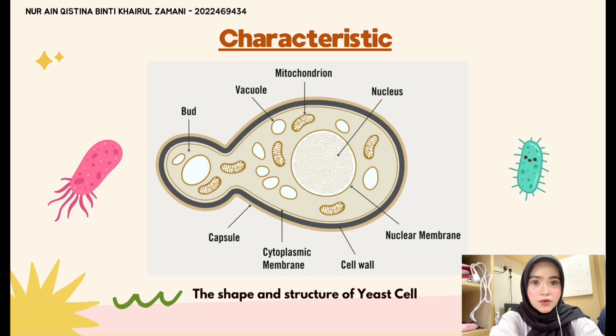Fifth, mitochondria. Mitochondria is the powerhouse of the cell where respiration occurs. Sixth, the nucleus, the part of the cell containing DNA. Seventh, the nuclear membrane, the protective layer around the nucleus that controls the flow of material in and out of the nucleus. Eighth, the vacuole, the sac inside the cell containing water and other liquids.